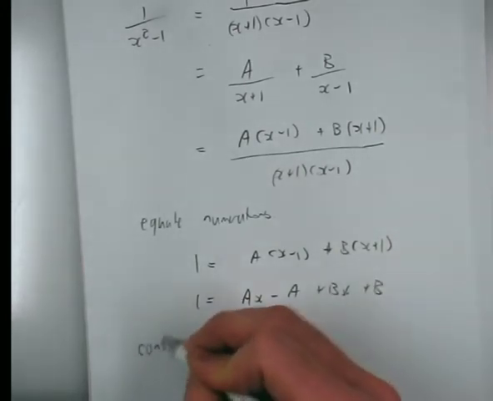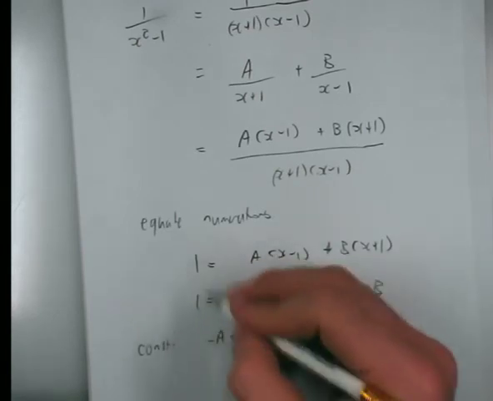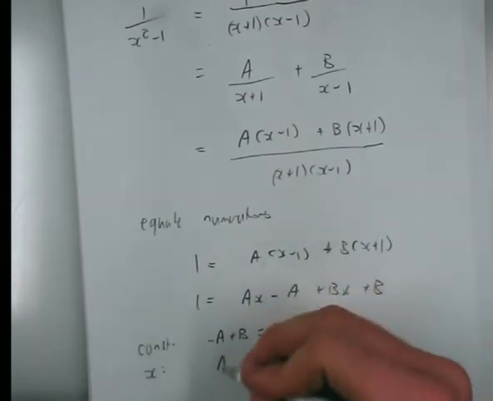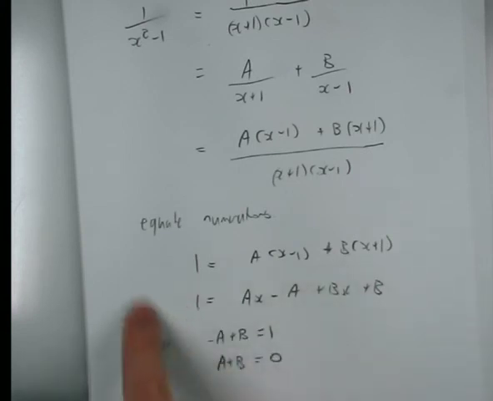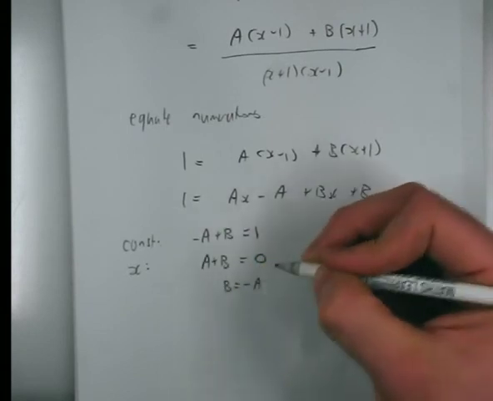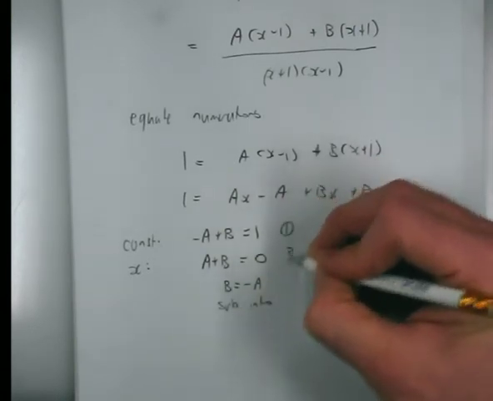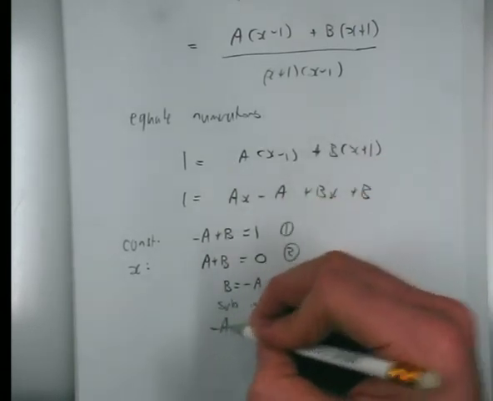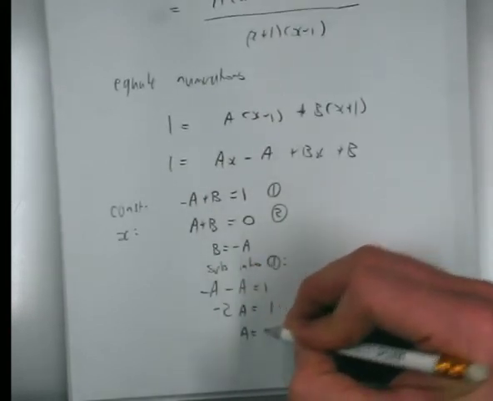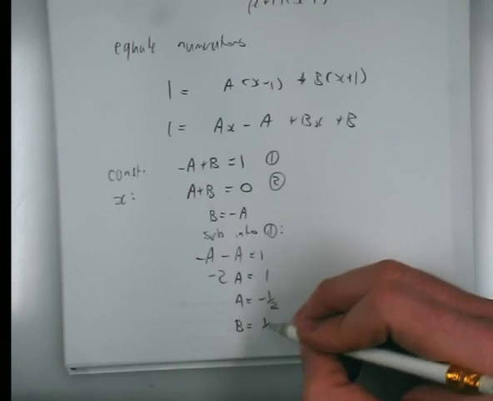And so from my constant terms, I get that minus a plus b is 1, because that's the constant here. From my x terms, I've got a plus b is 0, because there's no x term here. And so therefore from this I can get that b is the same as minus a. And then I sub that in, subbing into number 1, and I get that minus a minus a equals 1. So minus 2a is 1, so a is minus a half. And since b is minus a, that means that b must be plus a half.